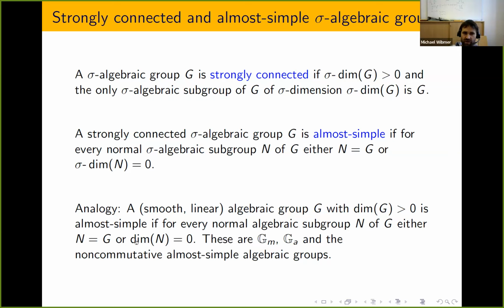For algebraic groups, those groups are completely understood. There's the multiplicative group, the additive group, and the non-commutative almost simple algebraic groups, and those are completely classified through the root data. So there really is a complete list of those groups. But for difference algebraic groups, we don't have that. This is something which hopefully will be achieved at some time in the future.